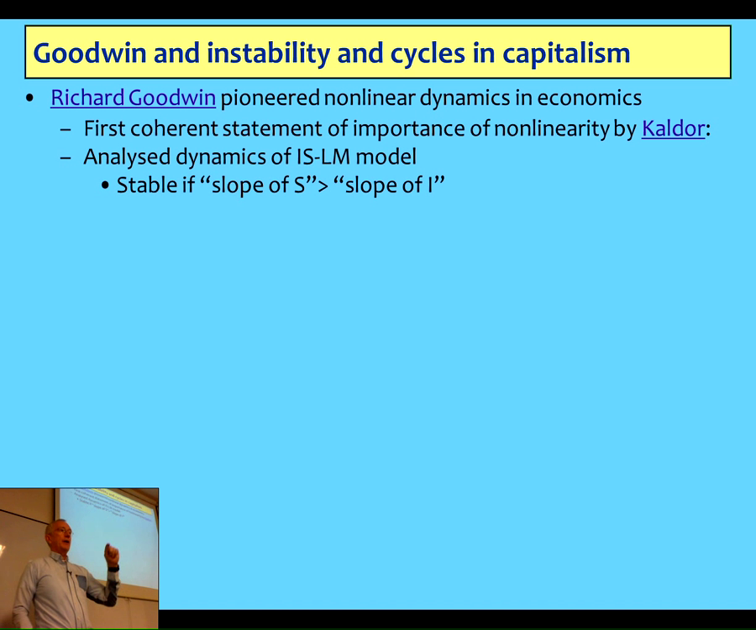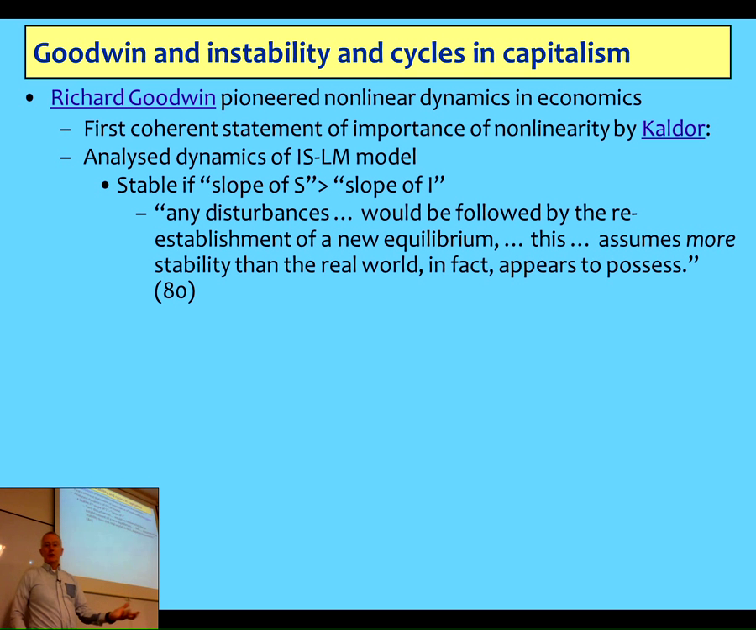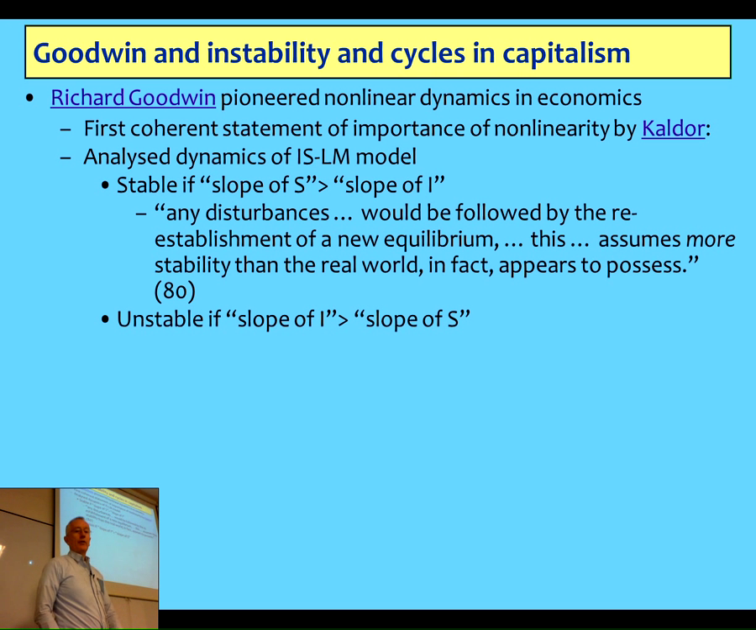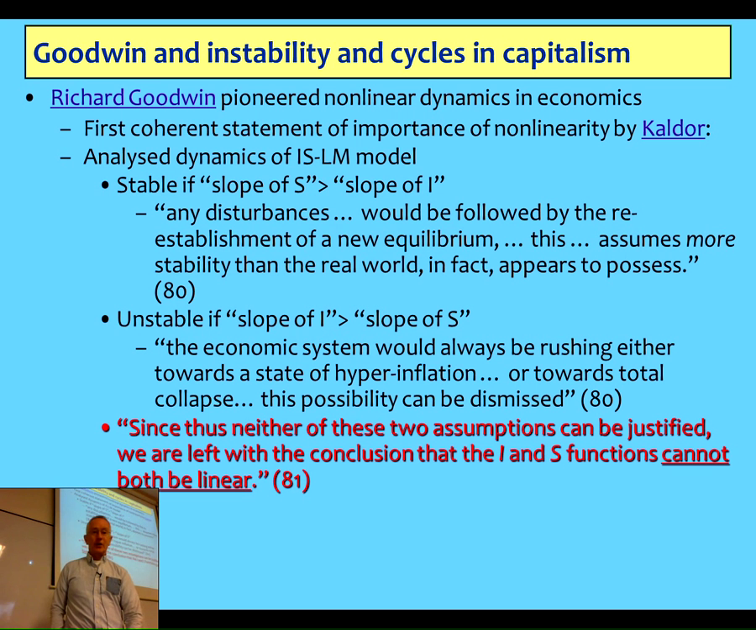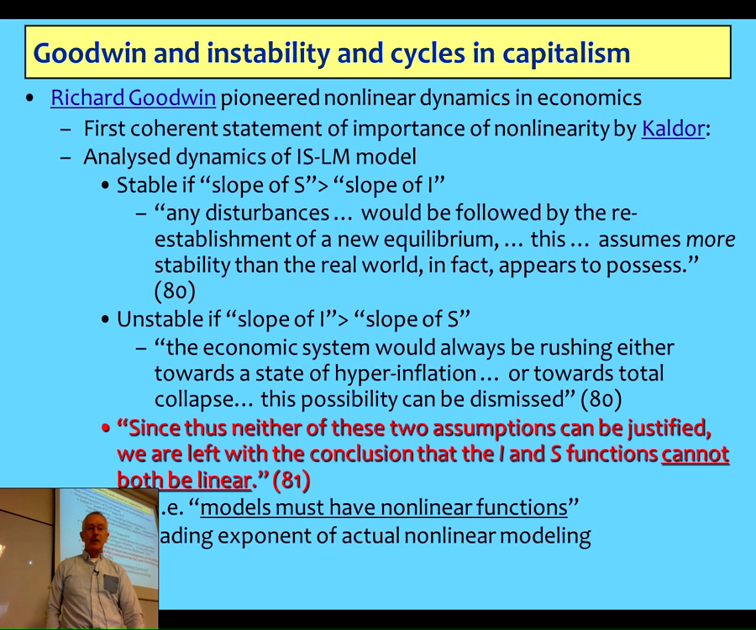But back to the ISLM, Kaldor said if you look at a straight line ISLM, then the economy will be stable if the slope of the S curve is greater than I, and therefore you return to equilibrium. And that appears to be more stable than the real world. Or if the I curve is steeper than the S curve, then you'd always be going towards hyperinflation or collapse, which is more unstable. So he said, since those are both wrong, the only conclusion we have is they can't both be linear. So seeing nonlinearity as essential was Kaldor's gift in that particular case. But Goodwin was the leading exponent of actually doing it, of building nonlinear models.